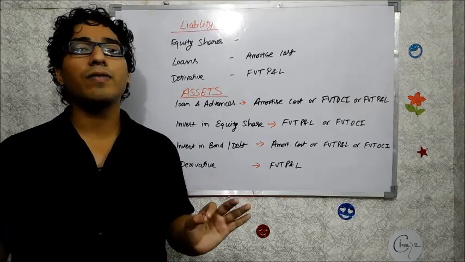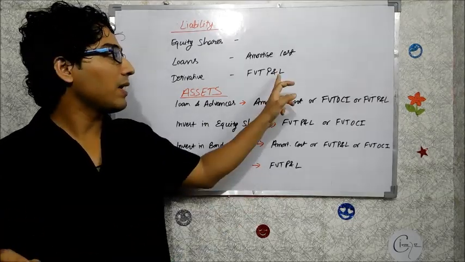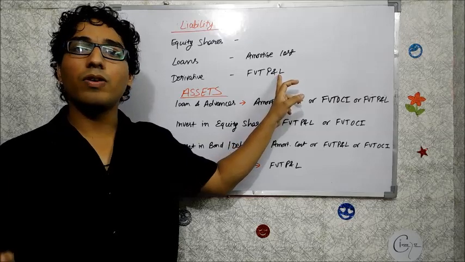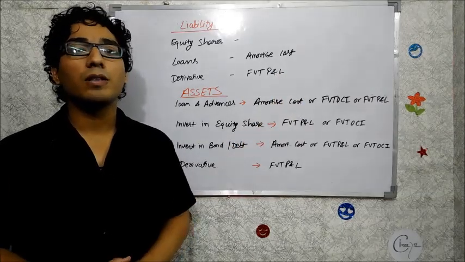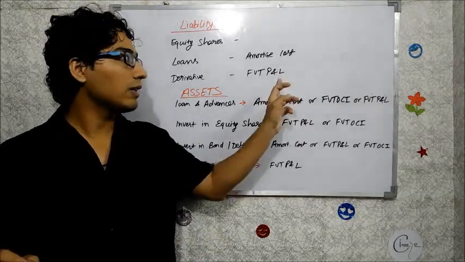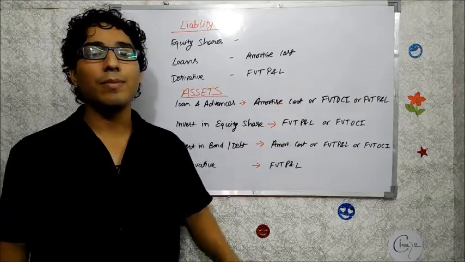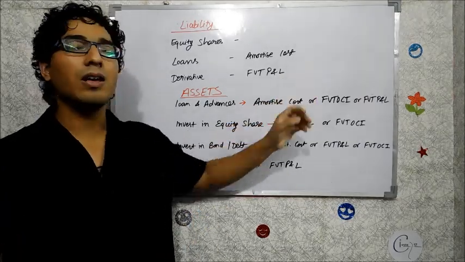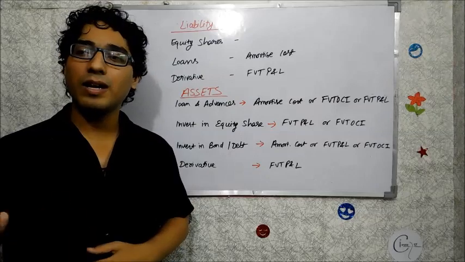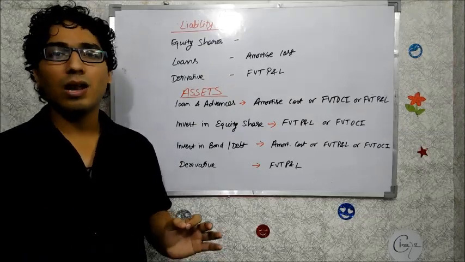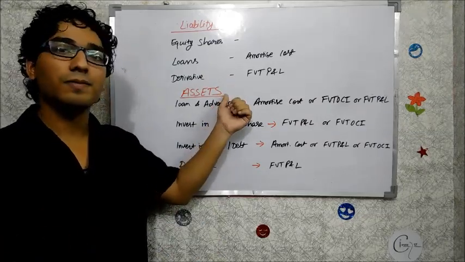So remember that all the derivative financial liability will be measured at fair value through profit or loss account. Therefore there will be no amortized cost in the case of a financial liability. Remember that, just two categories here. The liability side is very clear, very simple. So now talking about the asset side.